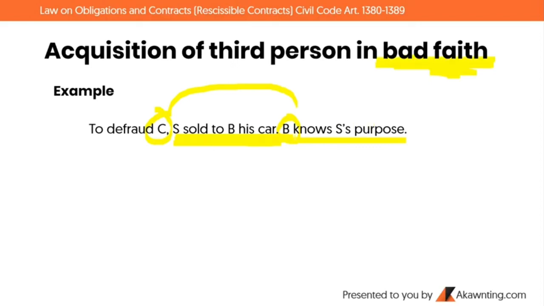Pero kung in good faith si B, itong third person na to, okay, in good faith si B, pero nakalagay kasi dito knows S purpose kaya bad faith. Pero kung in good faith yan si B, there's no way or the contract between S and B is not rescissible. It's perfectly valid. So hindi na pwedeng maparisin yun ni C kasi yun nga, binase natin yun from a previous article na nabasa natin kanina kapag yun nga napunta na sa third person who acquired that specific property in good faith, hindi na magiging rescissible yung contract natin. Okay? So, ayan. So, another example tayo.